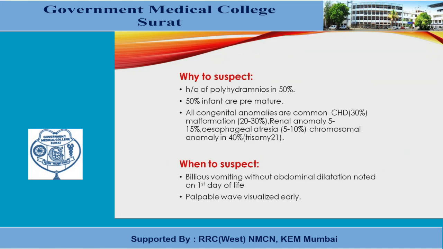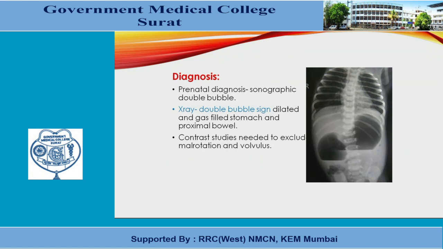The patient will present with bilious vomiting without abdominal distension, noted on the first day of life. Peristalsis can be visualized early. Diagnosis can also be done prenatally by sonography. In X-ray, the double bubble sign shows a dilated, gas-filled stomach and the proximal part of the intestine. A contrast study is needed to exclude malrotation and volvulus.